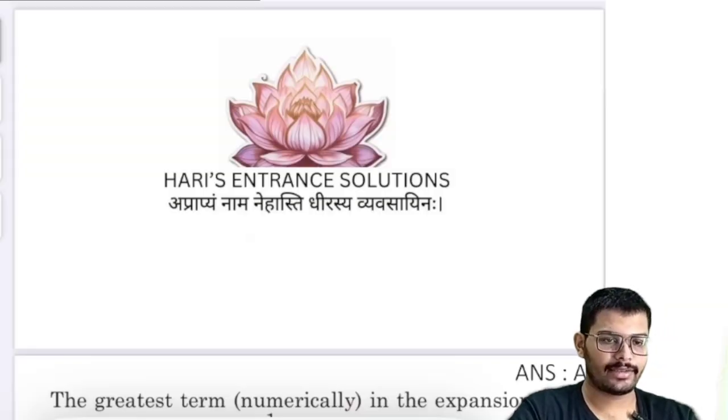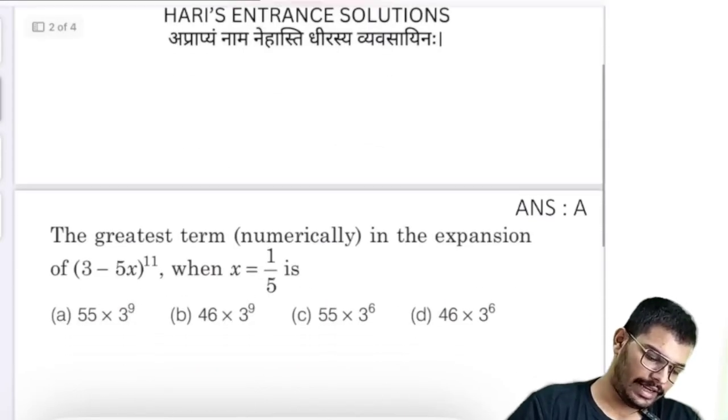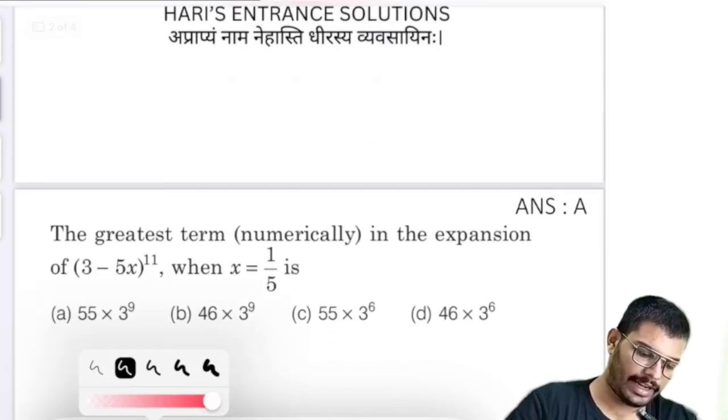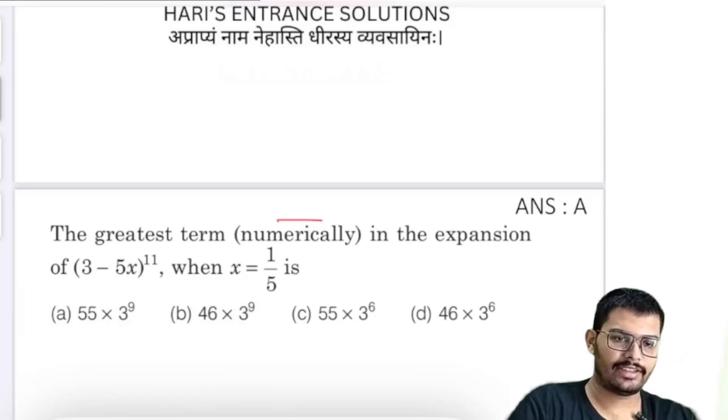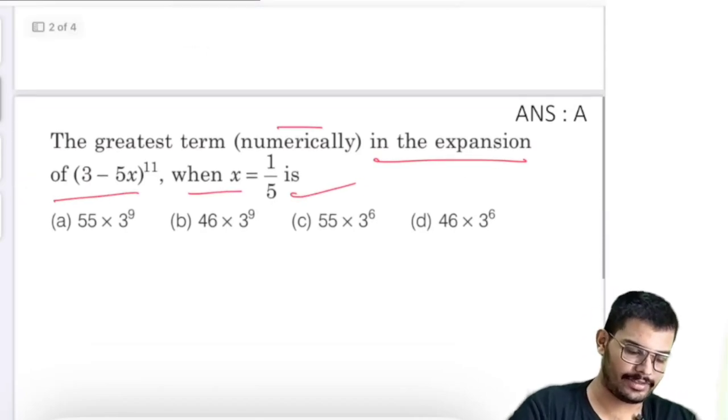In this video we will be discussing some questions from the binomial theorem from NDA previous year questions. The greatest term numerically means we just need to consider the magnitude only, so we can ignore the signs in the expansion of this when x equal to 1 by 5.